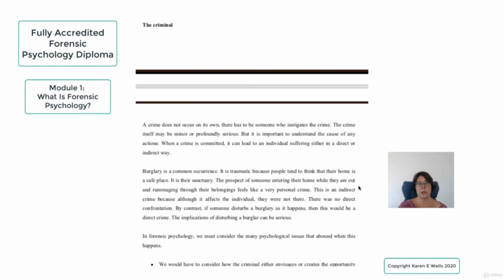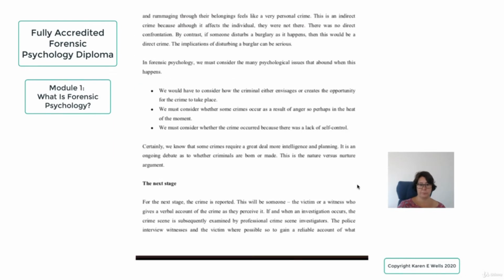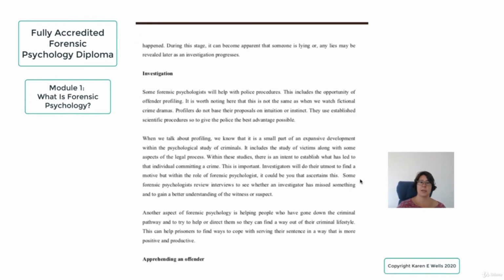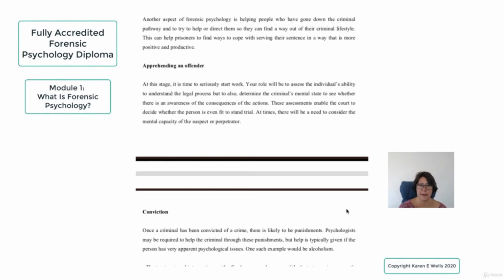So the first part of the process is looking at the actual criminal itself. The next stage is when the crime is reported. The third stage is the investigation of the crime, and some forensic psychologists will help police with their procedures in that. The fourth stage is apprehending an offender.